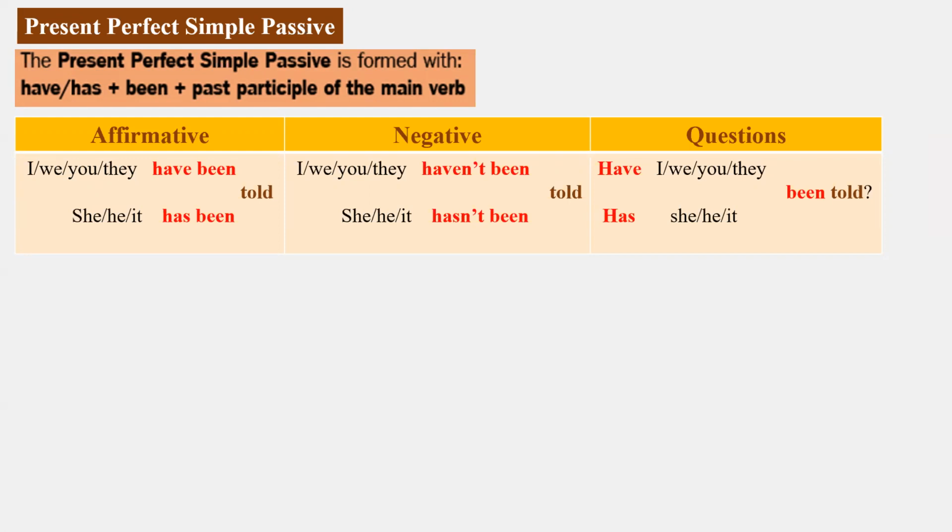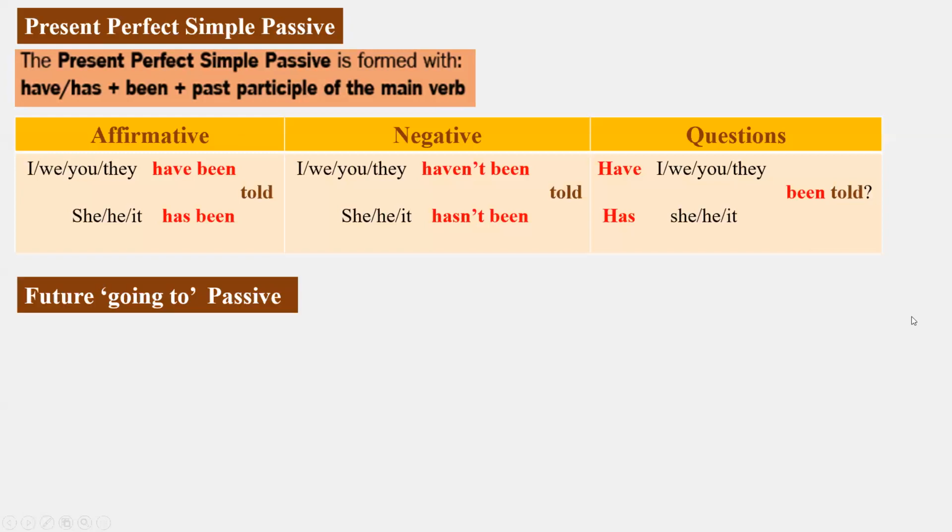Negative: I, we, you, they haven't been told. She, he, it hasn't been told. Question: have I, we, you, they been told? Has she, he, it been told? You see here, we inverse again the verb have with the subject.